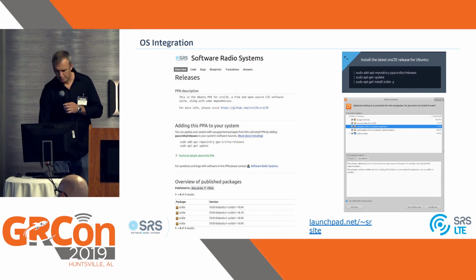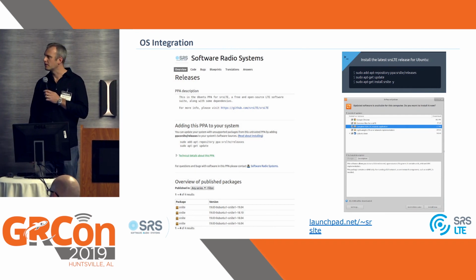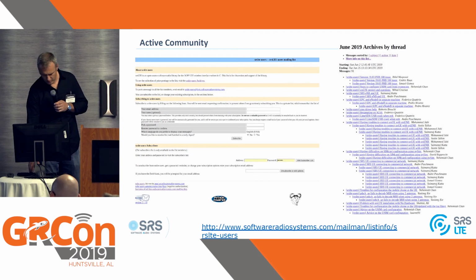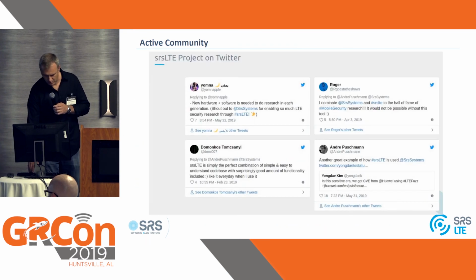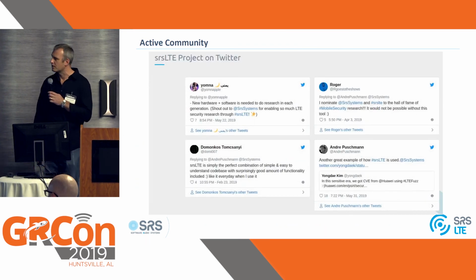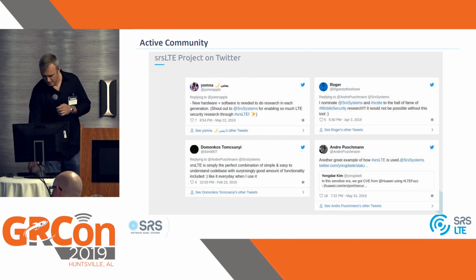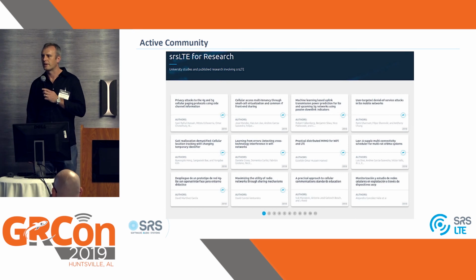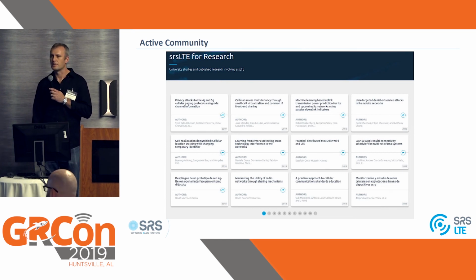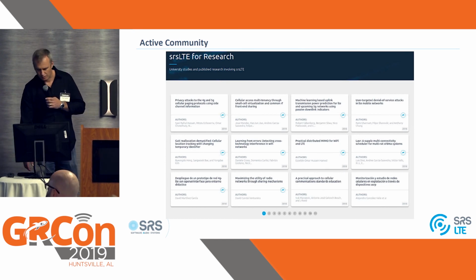We've got Launchpad PPAs for Ubuntu. Link is at the bottom there. Fairly active community, mailing list, again the link is at the bottom. A fair bit of activity going on. People saying nice things about us on Twitter. A lot of researchers using our software. I think we've got 100 publications listed on the srslte.com website at the moment. Some really interesting work going on.